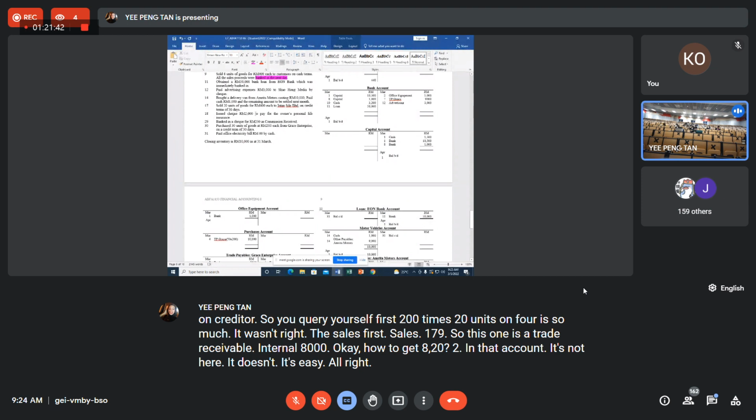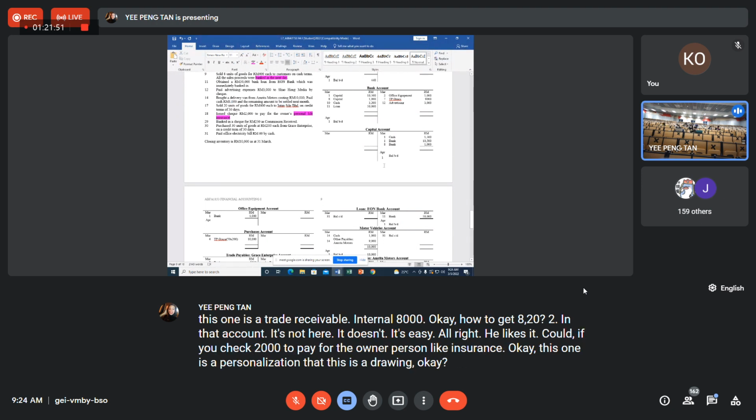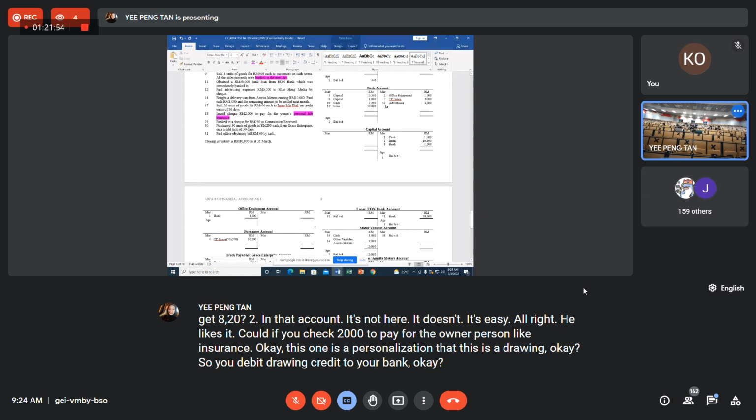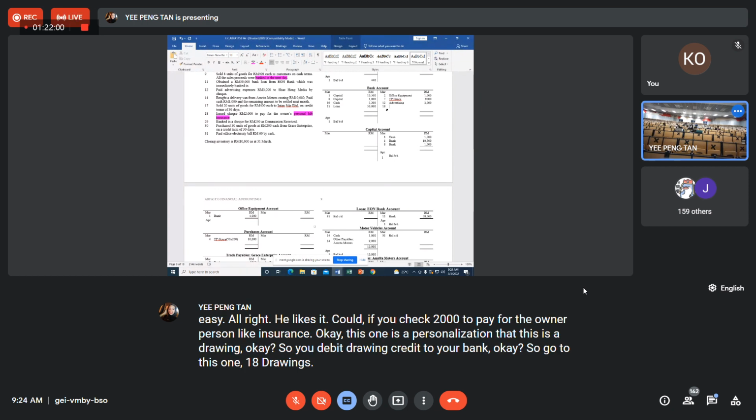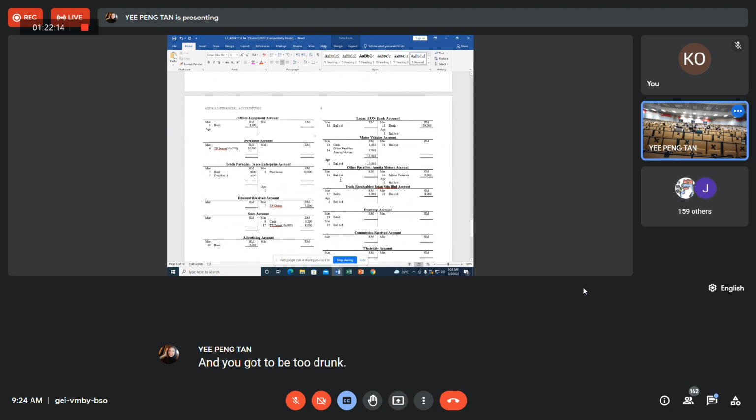Next, 18. Issue check 2,000 to pay for the owner's personal life insurance. Okay, this one is a personal life insurance. That means this is a drawing. So you debit drawings, credit your bank. So go to this one, 18, drawings. Drawings is 2,000. And then you debit to the drawings account. Debit drawings. Here you put that. All right.